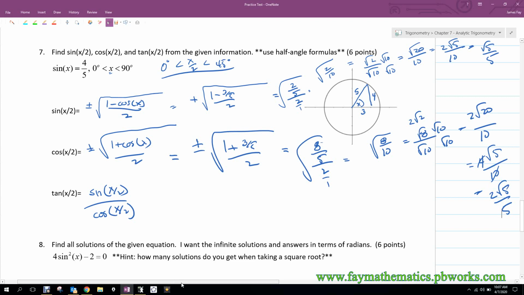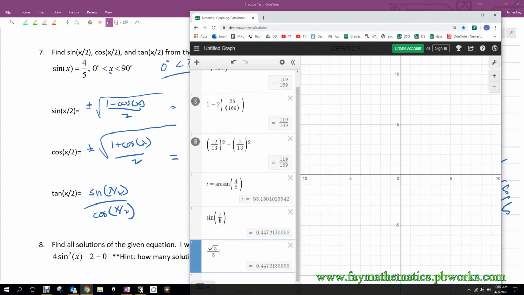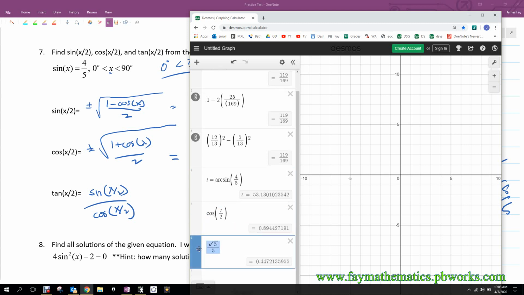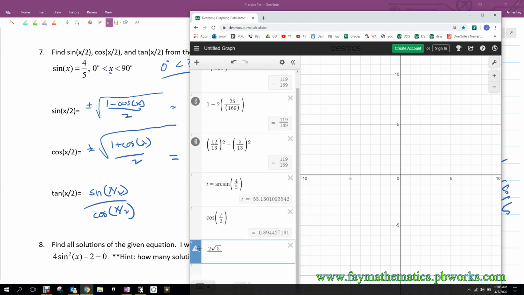So again, checking that just real quick. We've already got the stuff on the calculator. So let's just change this to arc cosine. Okay, and then we're going to check to see if 2 square root of 5 over 5 gives me the same number.